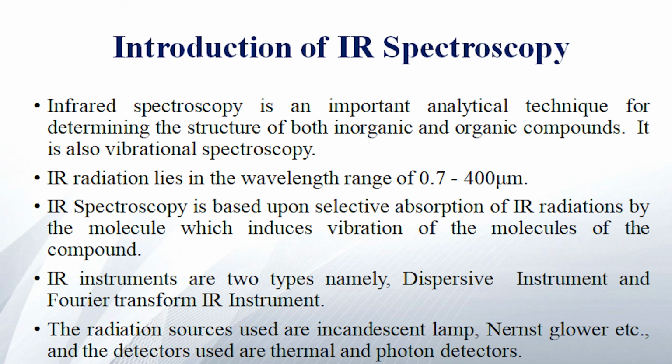IR spectroscopy is based upon selective absorption of IR radiation by the molecule, which induces vibration in the molecule of the compound. In IR spectroscopy, there are two types of instruments. One is the dispersive instrument and the other is the Fourier transform IR instrument, that is FTIR. In instrumentation, we can use radiation sources such as an incandescent lamp, Nernst Glower, etc., and the detectors used are thermal and photo detectors.